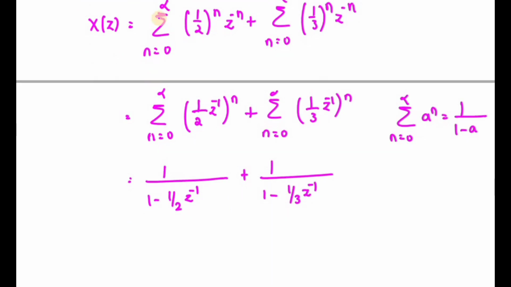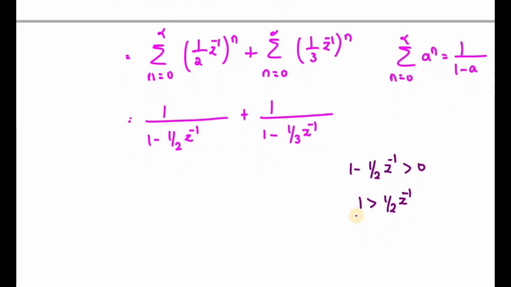So in this I am going to equate this denominator to 0. If I equate this denominator to 0, I will get 1 is greater than 1 by 2 of z power minus 1. So I can write modulus of z is greater than 1 by 2, right? Likewise, if I equate this one to 0, I will get modulus of z is greater than 1 by 3. So we know that the 1 by 2 value is greater than 1 by 3. So I can write modulus of z is greater than 1 by 2.